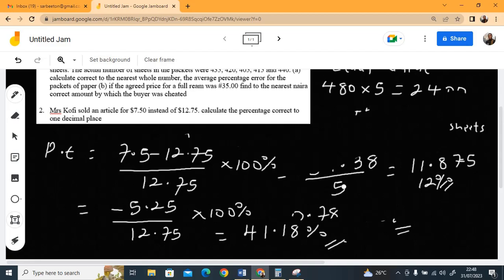This is the percentage error of Mrs. Kofi. So this is the end of percentage error. We are going to move to our fourth week. That is what we are going to have next.